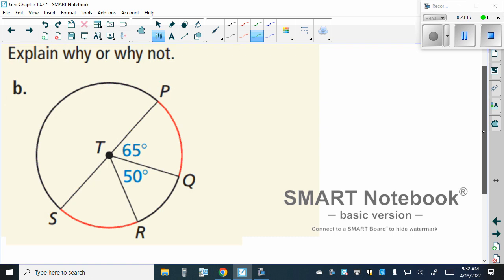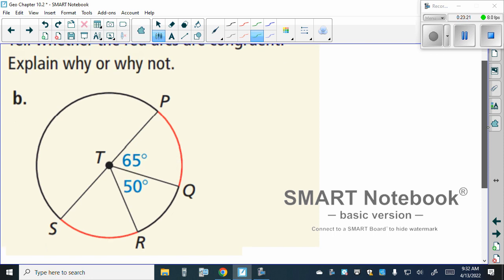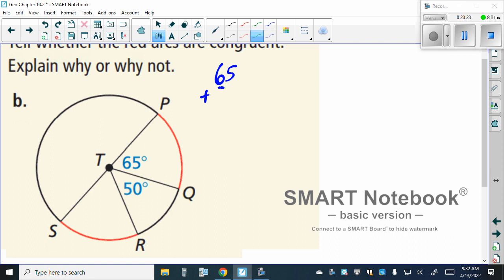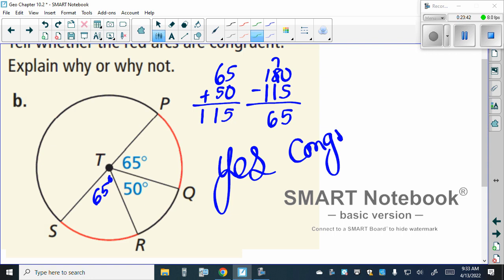So PS is 180 because it's a straight line. So we can add 65 and 50, which is 115, and subtract that from 180. So yes, congruent. Questions on this here?